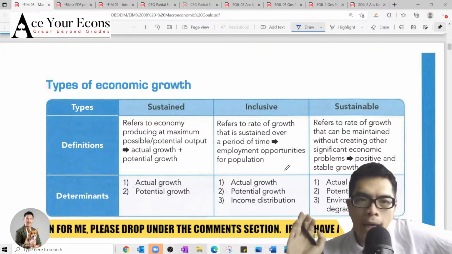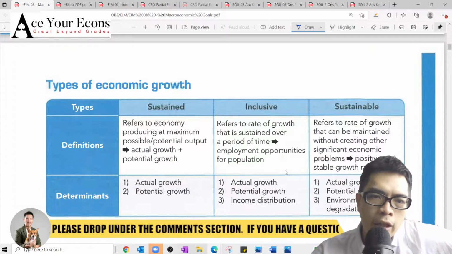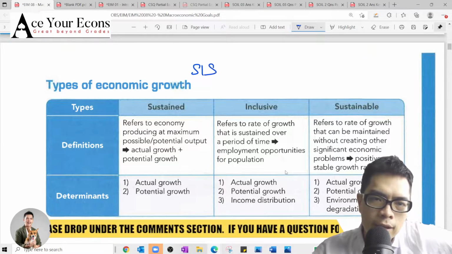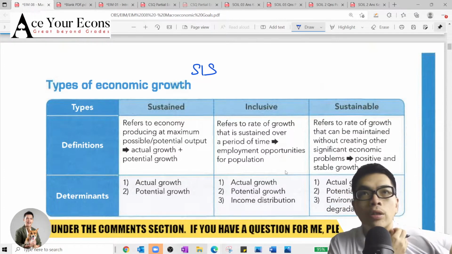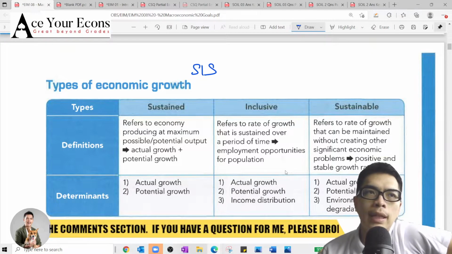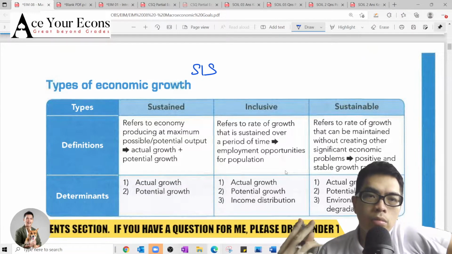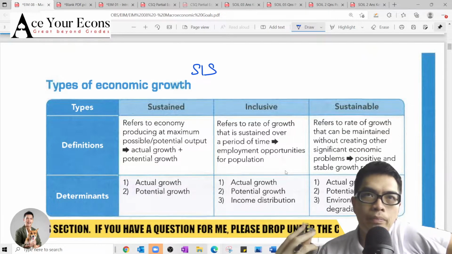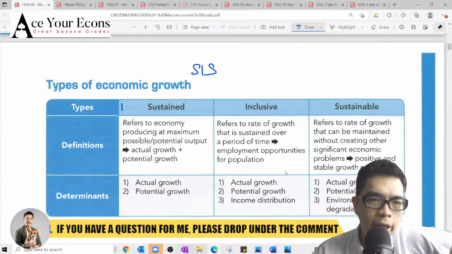Okay, remember, these are the three sisters of economic growth. Please write this down. Whenever I ask you sisters, I do require their name to come out. What is their name? Sustained, inclusive, sustainable. So sustained is the eldest sister.